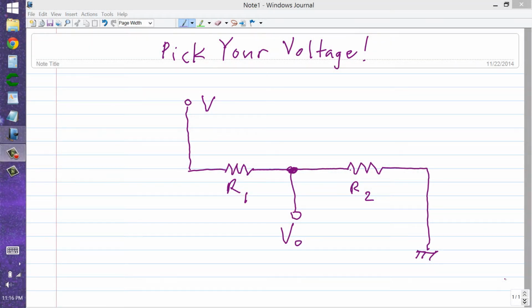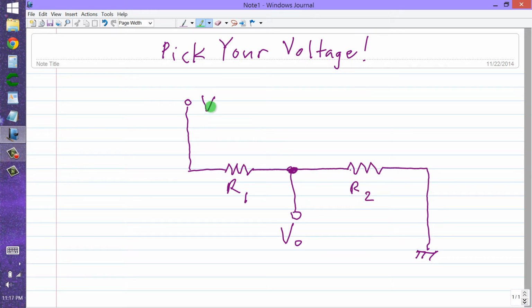Stan Gibilisco here. I'm just going to tell you how you can pick your own voltage in a voltage divider network, a very simple two-resistor voltage divider like this one.